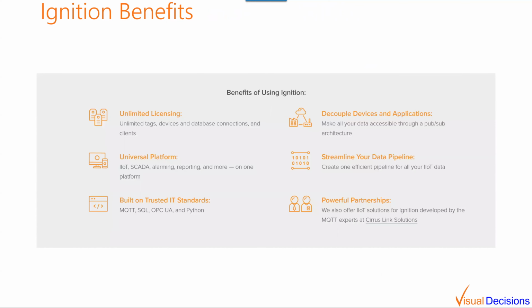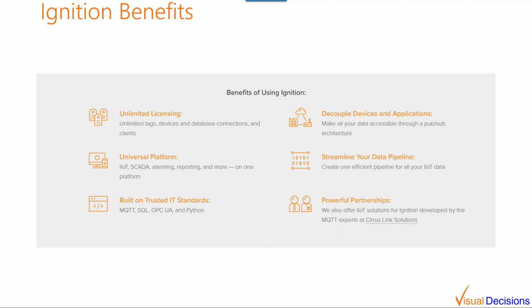Some of the benefits of Ignition include unlimited licensing. They have a flat fee approach to server pricing that allows for unlimited tags, devices, database connections, and clients; a universal platform where all of the capabilities presented previously are built on a single platform. It's built on standards such as SQL, OPC UA, Python, MQTT, and other ubiquitous standards, and honestly, much more.